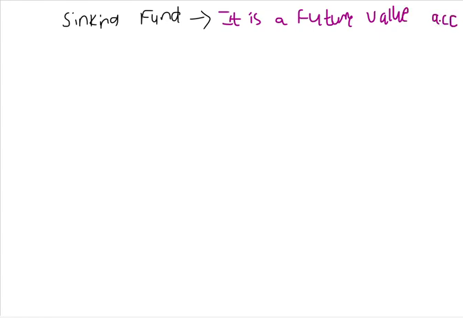The purpose of this future value account is that it is opened so that we can replace an item in the future. So the main goal of the sinking fund is to replace an item in the future. Now let's say we've got a person, Irene.